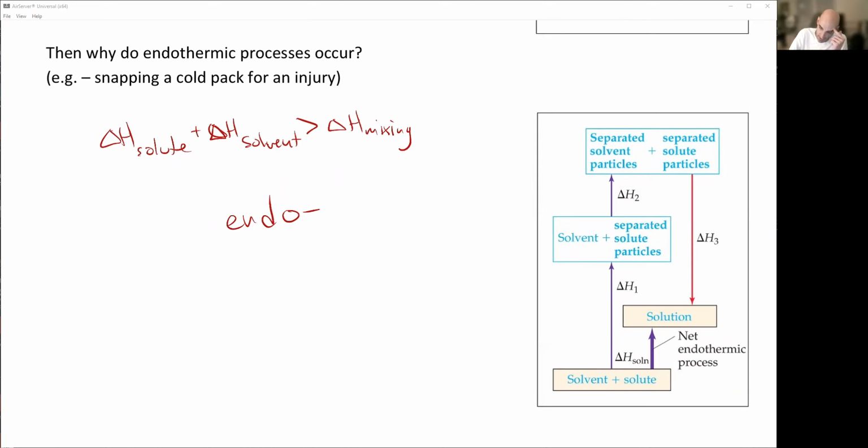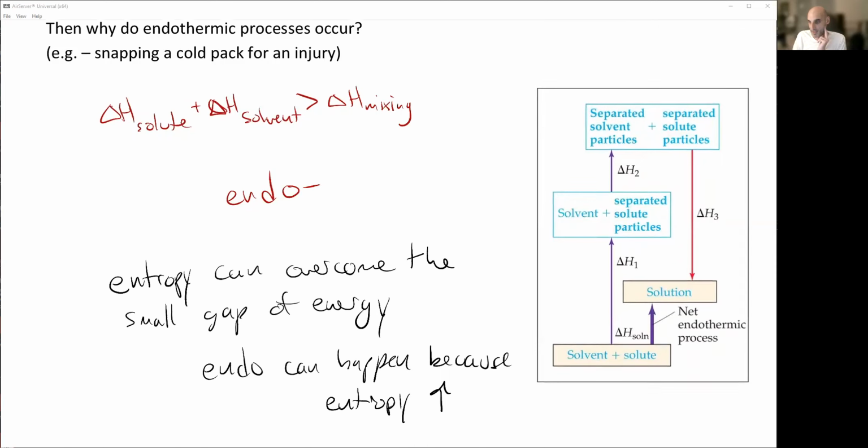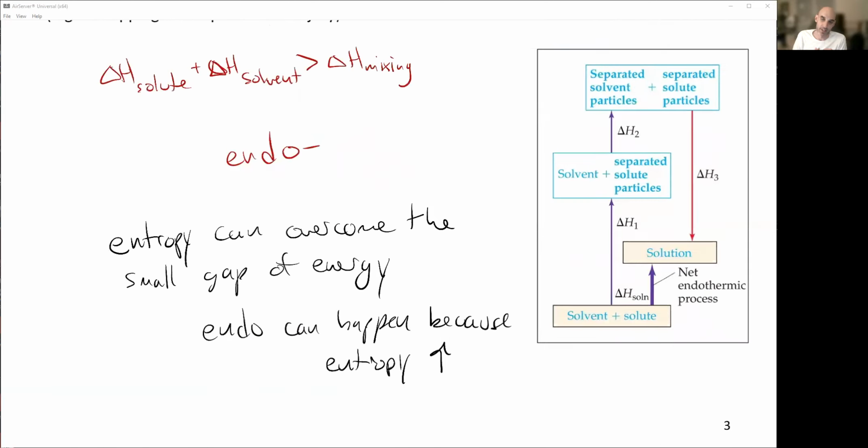But the truth is, what ends up happening is entropy can overcome the small gap of energy. So endothermic processes can happen because entropy increases. Right. So that is ultimately what we're seeing. Endothermic processes can occur because entropy increases. So that's it. That's the energetics of solution.